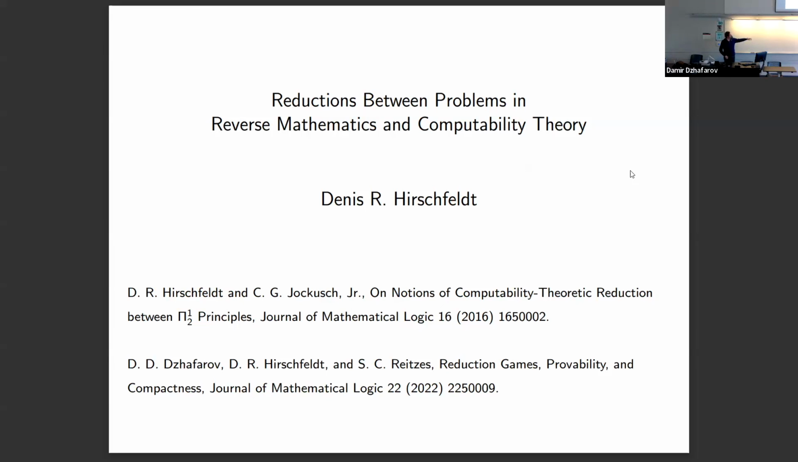But here are the 2 papers that I mentioned: the one with Carl Jockusch and the one with Damir Dzhafarov and Sarah Reitzes. And I'll leave it at that.